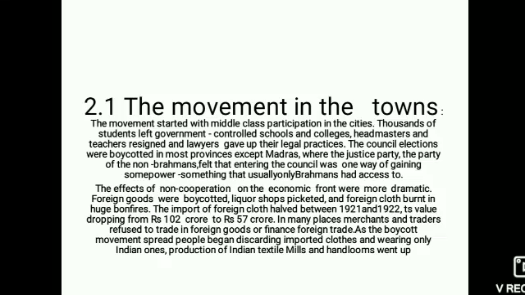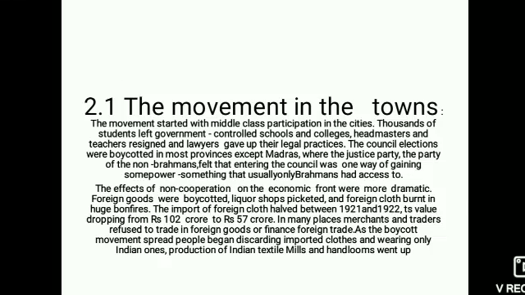The movement in the towns. The movement started with middle class participation in the cities. Thousands of students left government controlled schools and colleges. Headmasters and teachers resigned and lawyers gave up their legal practices. The council elections were boycotted in most provinces except Madras, where the Justice Party, the party of the non-Brahmins, felt that entering the council was one way of gaining some power, something that usually only Brahmins had access to.